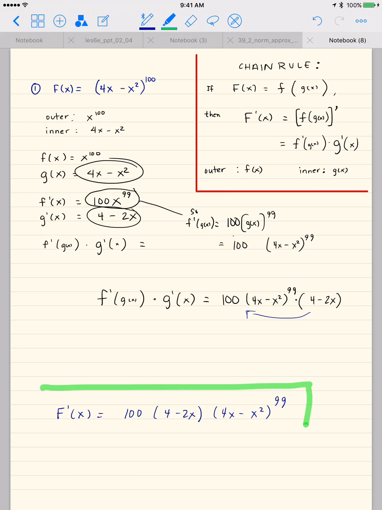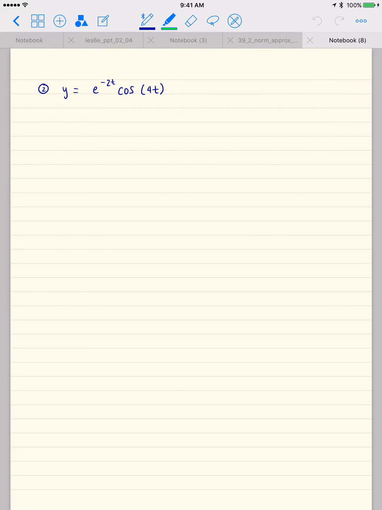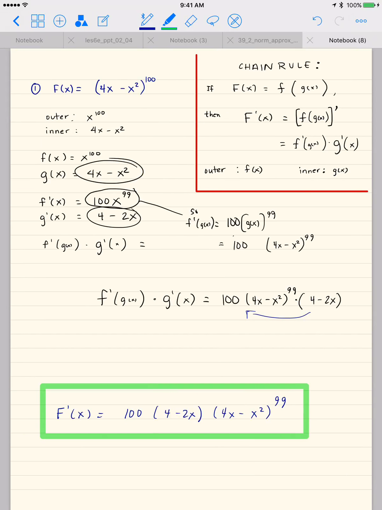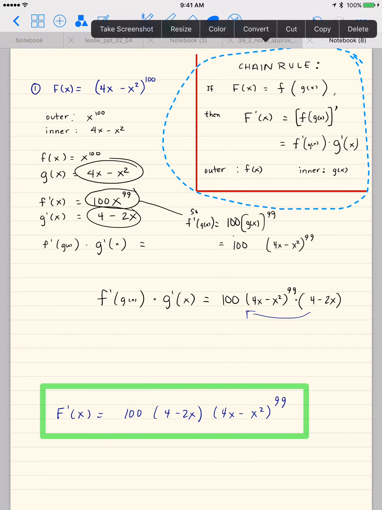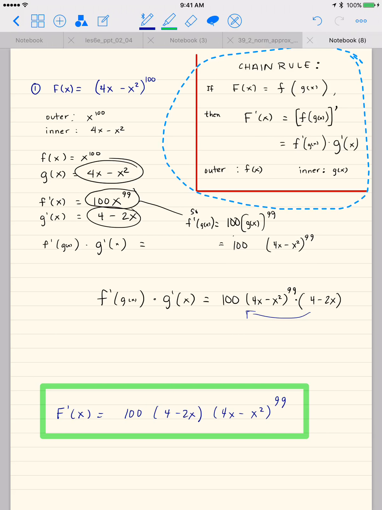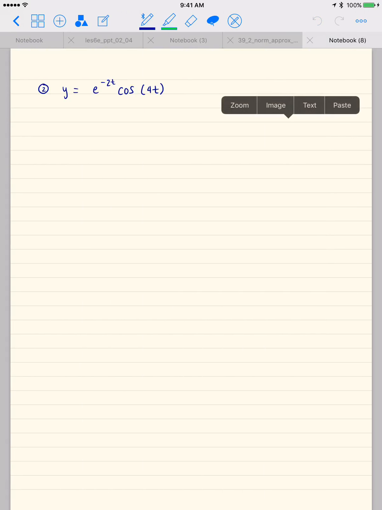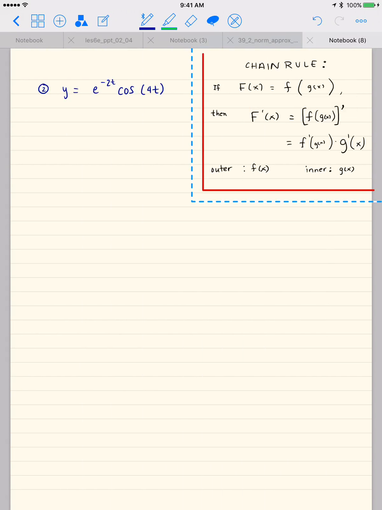Put a little rectangle around it. So this is our final answer. Okay, let's move to the second one. Now for the second one, again, we've got our chain rule. So let me see if I can copy and paste. Okay, so I've got my chain rule, good.